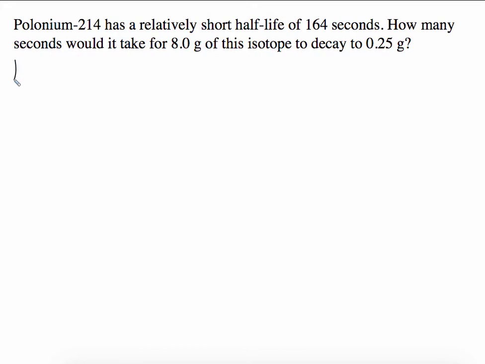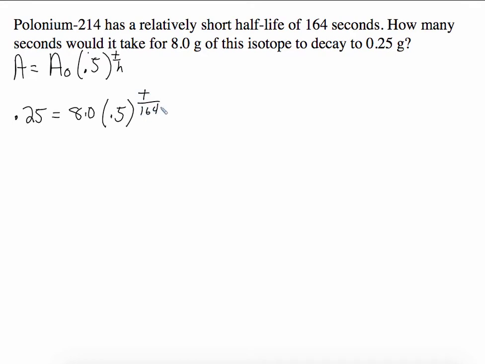Alright, so here's a half-life problem where we're looking for time. First we're going to write the equation, and then we plug in what we know. We're starting with 8 grams and it's going to 0.25. The 0.25, A, is how much remains. This is how much you start with. Then 0.5 here. It's asking for how many seconds, so that's time. The half-life is 164 seconds.